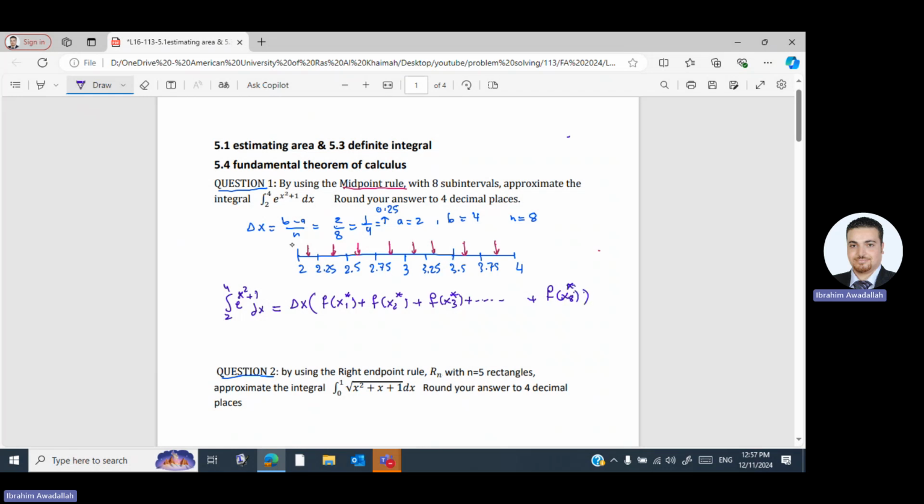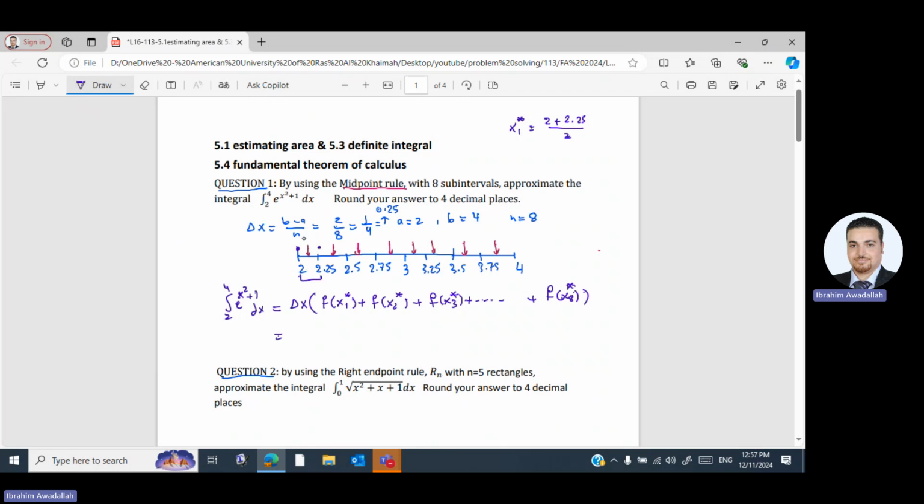Why do we write x star? Because if we use left endpoint, we will take this point; right endpoint, we will use this one. But here, midpoint, the point in the middle. And that's why we write x1 star. So here I can find x1 star equals 2 plus 2.25 divided by 2. So it's the middle between this point and this point.